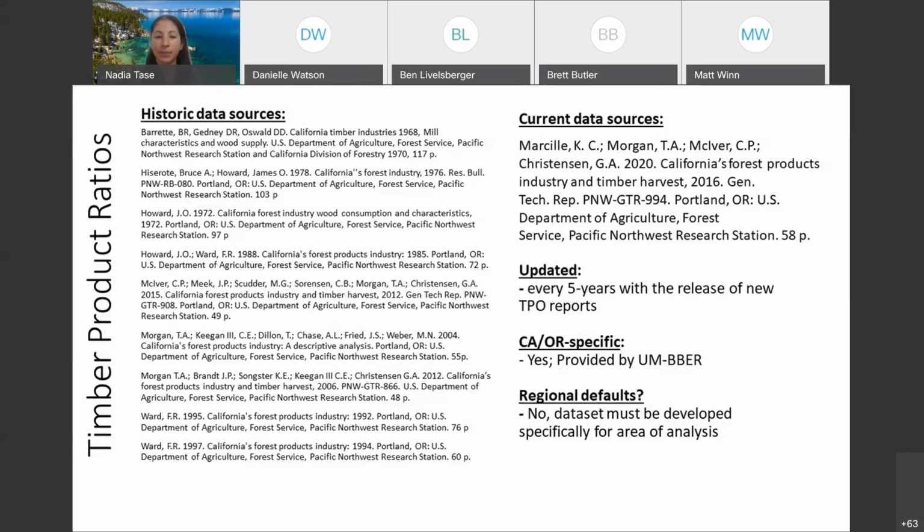And this data set can be anticipated to be updated with the release of new TPO reports on an approximate 5-year basis. And it's my understanding that the level of detail in the annual TPO will not be enough to update these ratios annually, but that's certainly something for the TPO folks to consider.